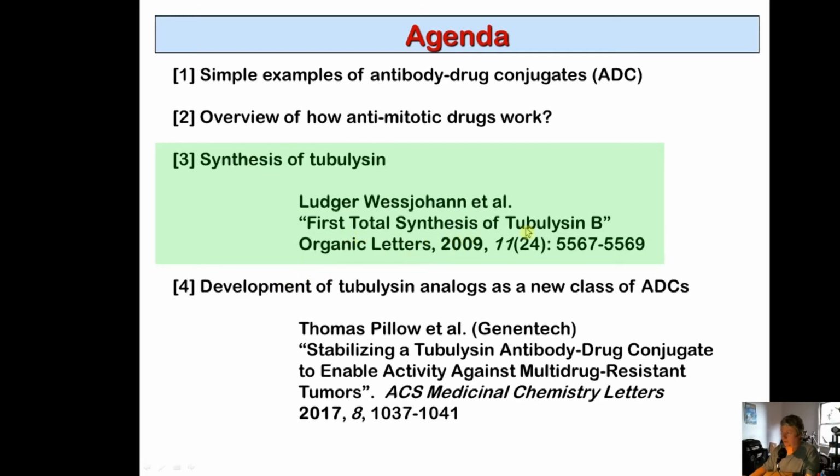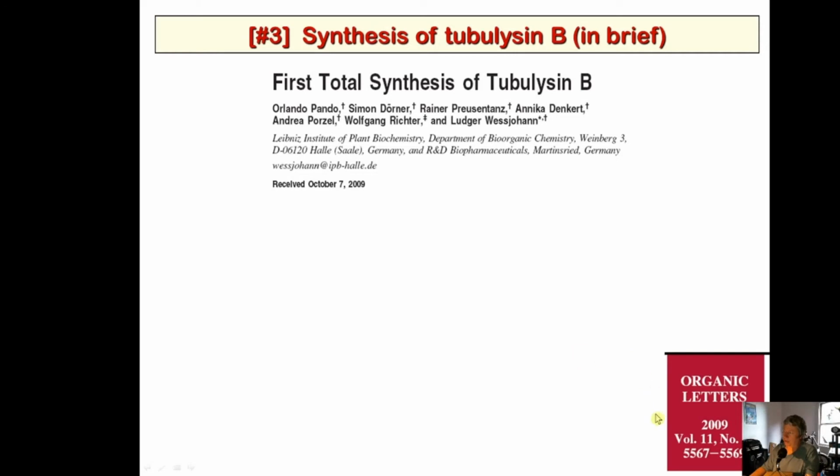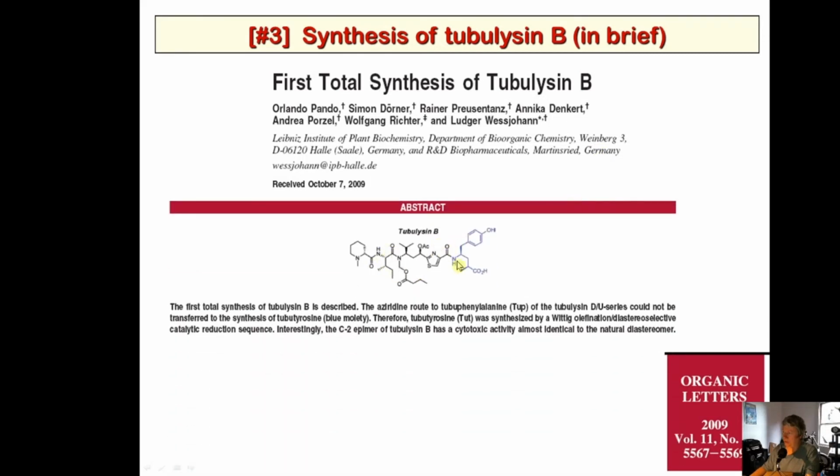The first total synthesis of tubulysin B. What does total synthesis mean? It means that these people synthesized the molecule from scratch, essentially. Okay. This is Organic Letters 2009. These are some chemists from the Leibniz Institute of Plant Biochemistry and the Department of Organic Chemistry in Weinberg. It's a place in Germany. This shows the molecule. So this is one of these tubulysins, and this is reported as the first total synthesis of tubulysin.